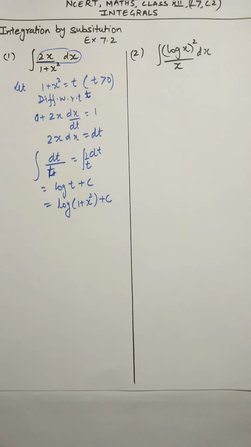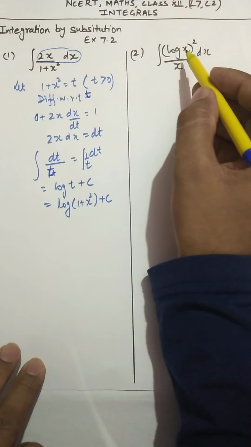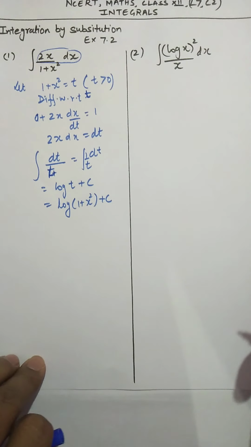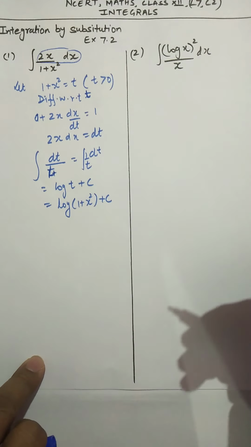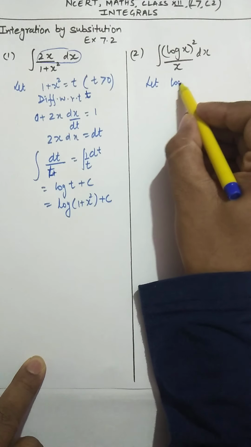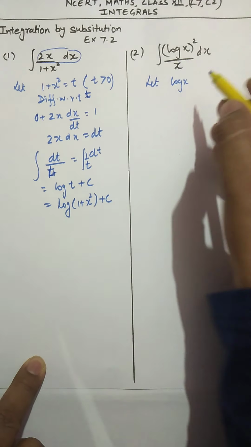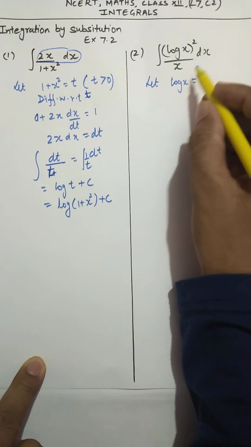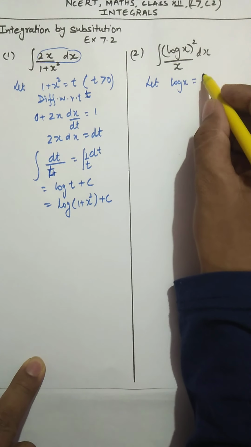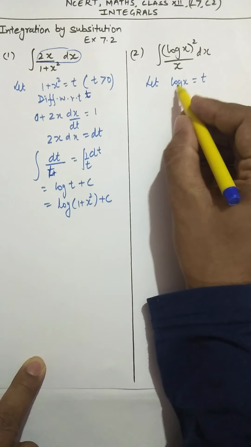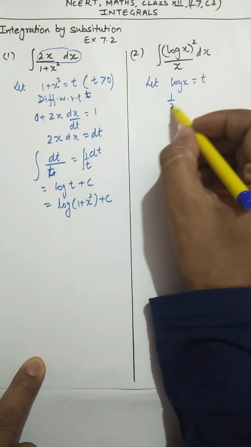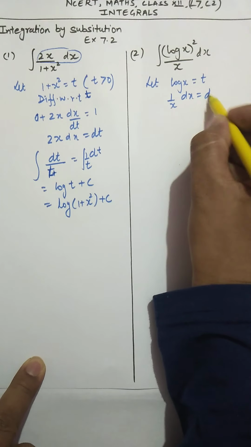Now see this question number 2. This is the integration of log x whole square upon x dx. So if you substitute log x as t, then you are going to get 1 upon x as the differentiation. So we can assume let log x equal to t. So differentiate with respect to t, then you are going to get 1 upon x dx equal to dt.